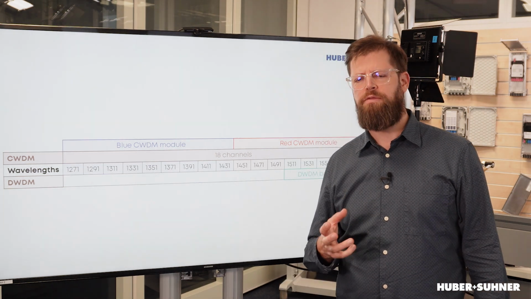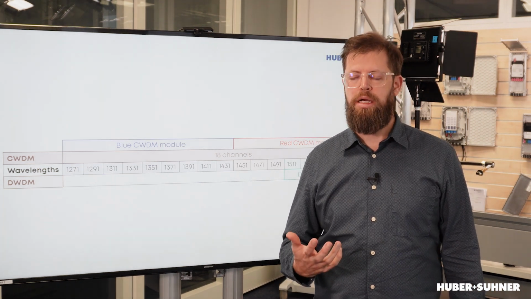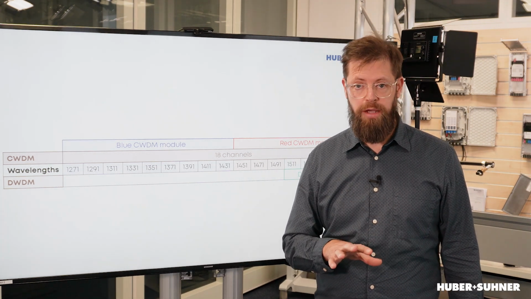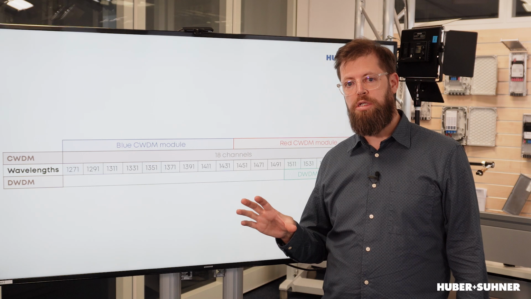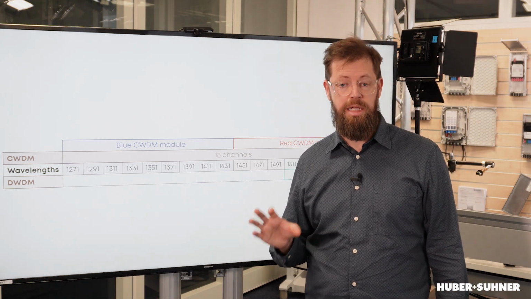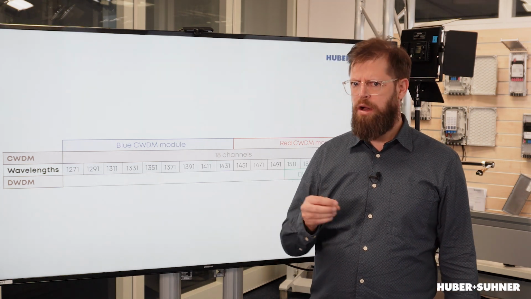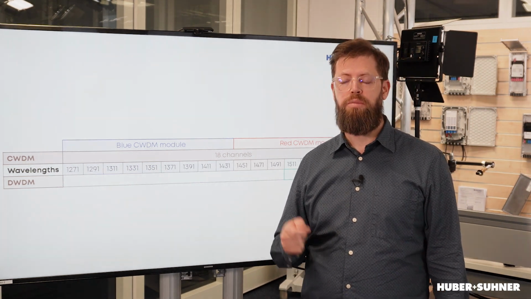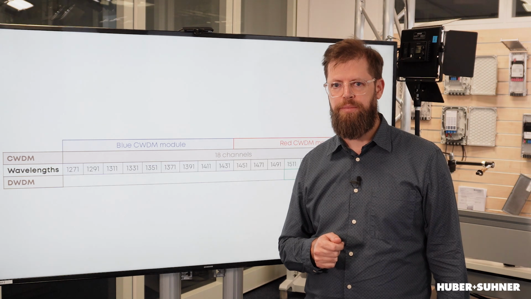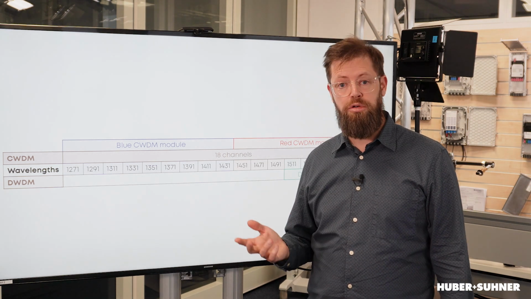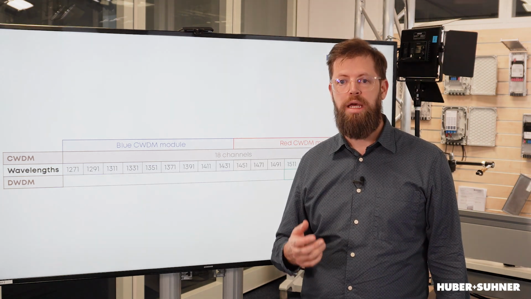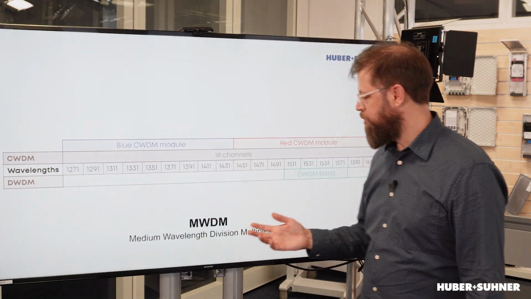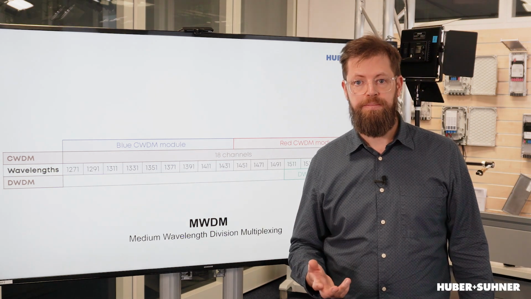Now with the rise of 5G, new requirements came about, and the requirements were for a WDM solution for 12 wavelengths. It needed to be possible to cover a distance of at least 10 kilometers. Per wavelength you needed to have 25 gig, and it needed to be really, really cost effective. And the solution for that then was the so-called MWDM, so the medium wavelength division multiplexing grid.